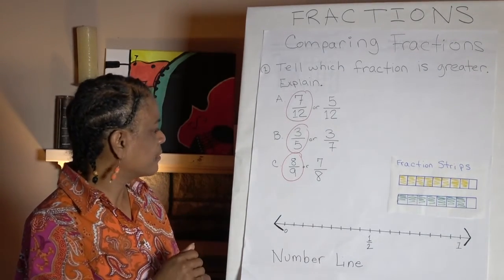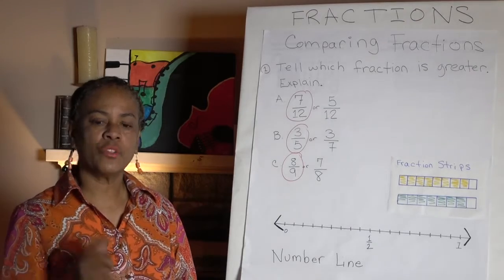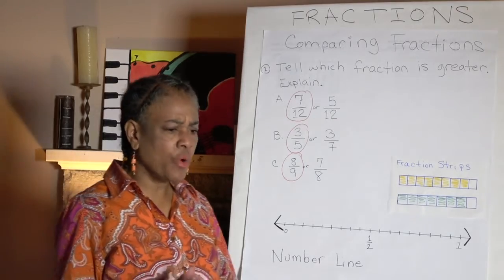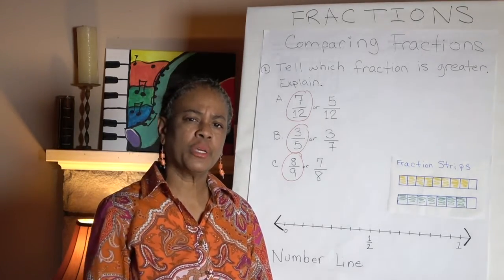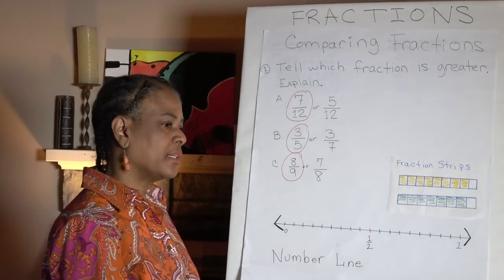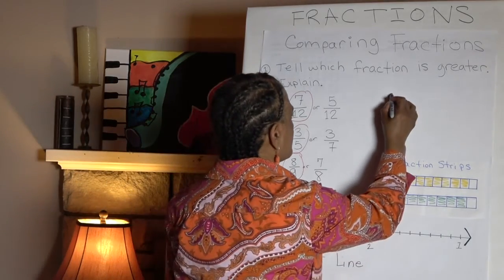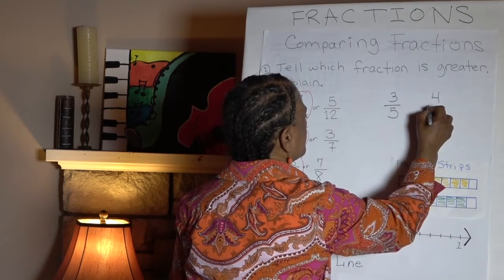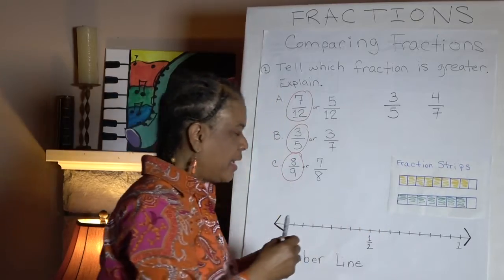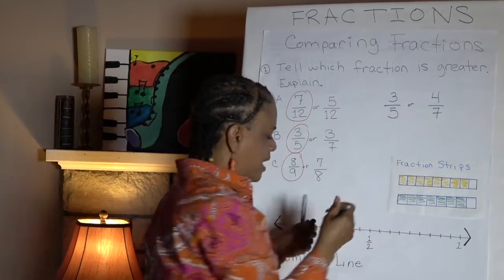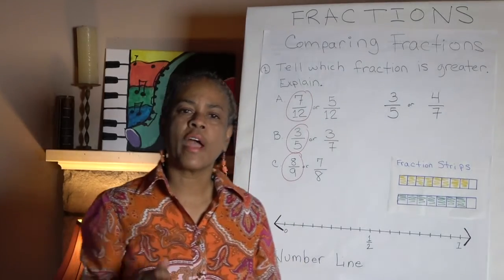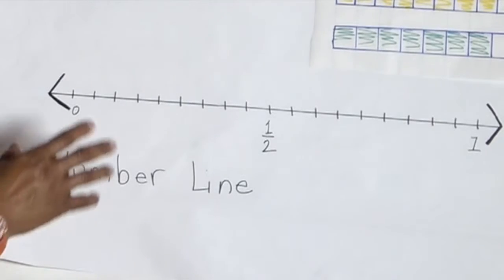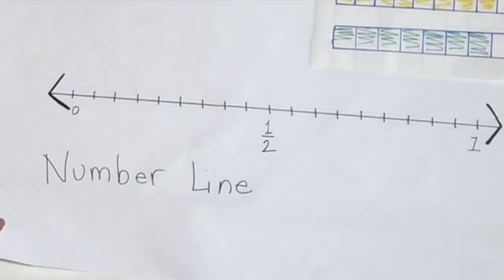Let's see, what else? I drew a number line. And the reason I drew a number line is if we were looking at some fractions and I wanted to compare the fractions, I could do something like this. Let's see. Let's try 3/5 and 4/7. Okay? And one of the ways I can compare those fractions is to look at the number line. And so when I look at the number line, I use something called benchmarks.